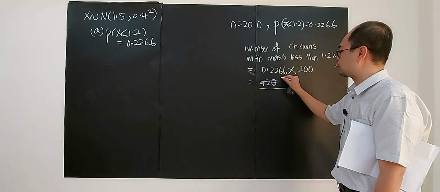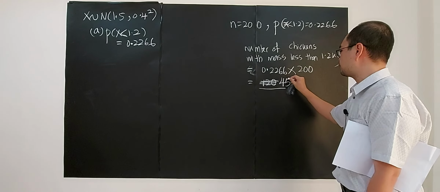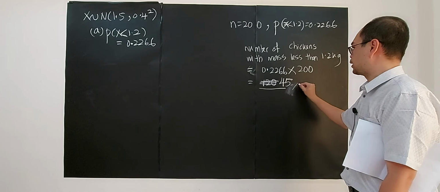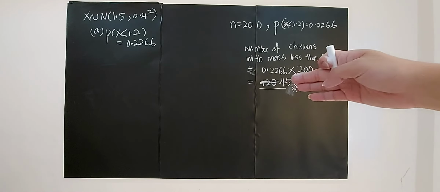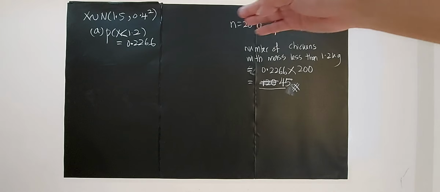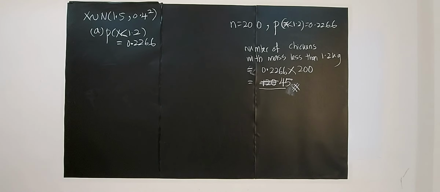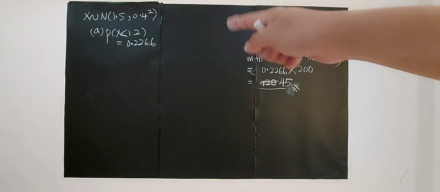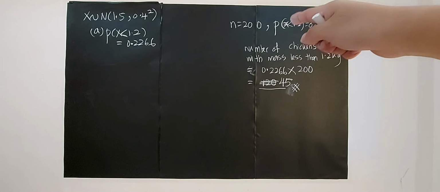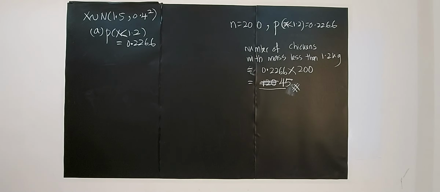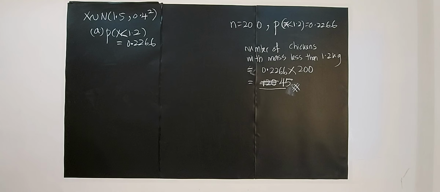We just round off, okay? It's an estimate only. So there are 45 of them. It means that 45 out of the 200 in the sample have a mass less than 1.2 kg. Very simple, okay? Just take the number of samples, multiply by the probability required, and then you will get the number of chickens that weigh less than 1.2 kg. Alright, that's all for this video.